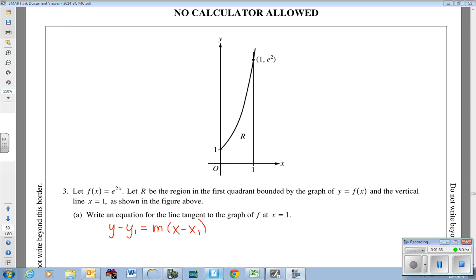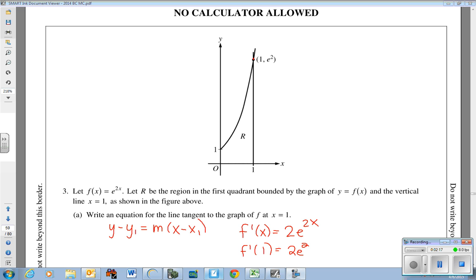So let's work on finding the point and the slope. Well, I know the point, it's 1 comma e squared. That point is showing right here. And I'm going to find the tangent line to the graph at that point. So I just need to know the slope. And as it says at the top, this is a non-calculator question. So I need to find the slope of e to the 2x at x equals 1. So let's start by taking the derivative of f of x, which would be 2e to the 2x. Chain rule applies. The derivative of e to the u is e to the u du. That's where that 2 comes from. So f prime of 1 is 2e squared.